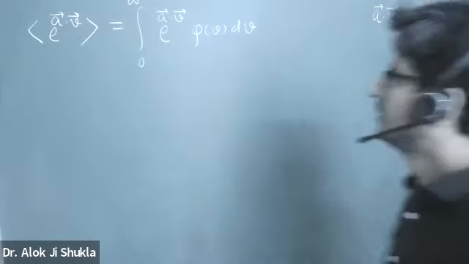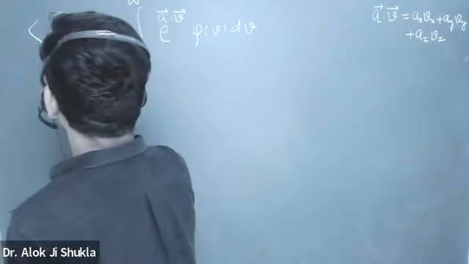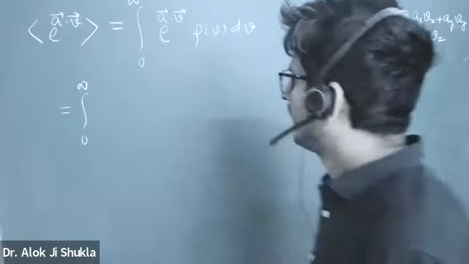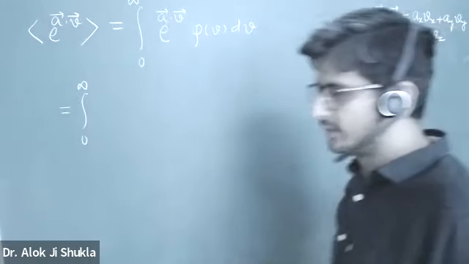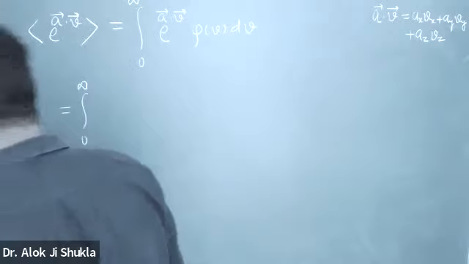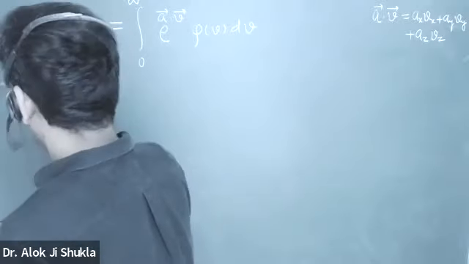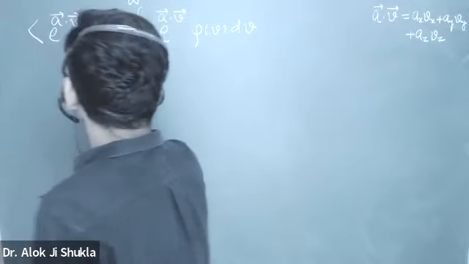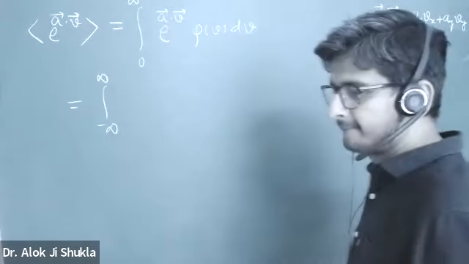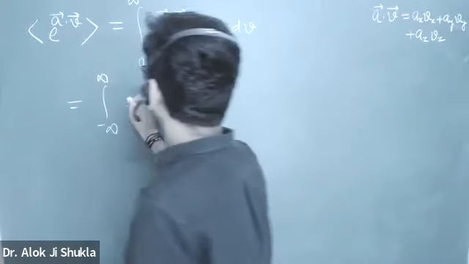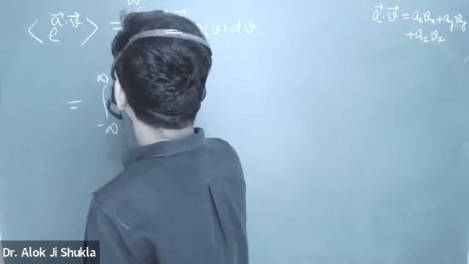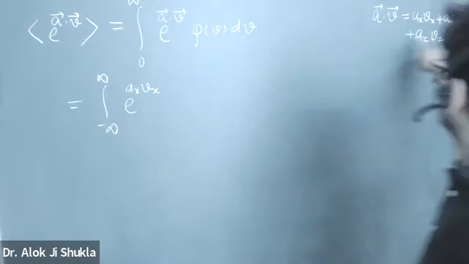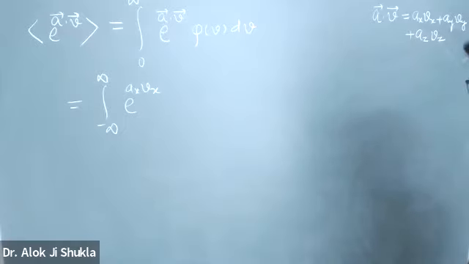And now I will write it like this, integral 0 to infinity. So I will write this as a one-dimensional function. I will convert it into one-dimensional. So it will become minus infinity to plus infinity, e to the power ax vx from here, ax vx e to the power.